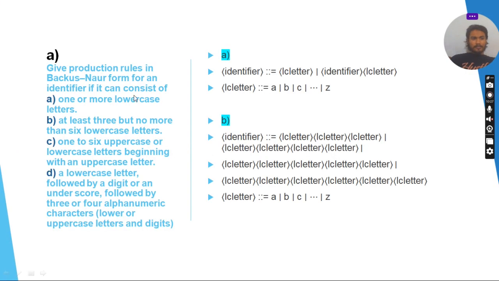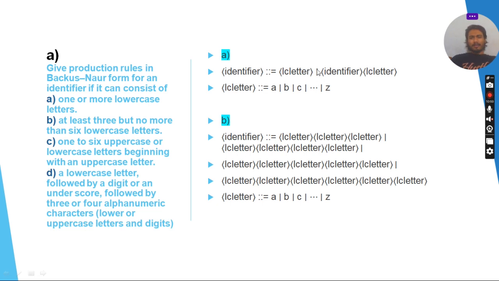Okay, and we have another question. Give production rules in Backus-Naur form. The question we did previously was kind of similar. The identifier which we have consists of letters, and these are identifiers and letters which are concluded.